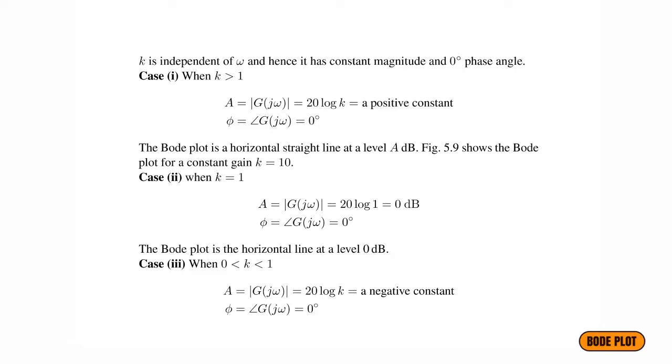0.01 means 10 power minus 2, which is minus 40 dB. So if the value is between 0 and 1, that is, less than 1, it will be a negative value in dB. That's all. So let's go next.